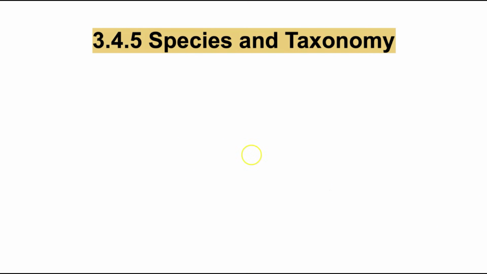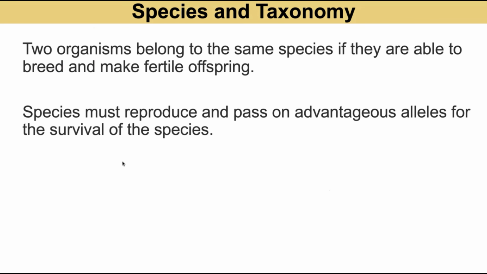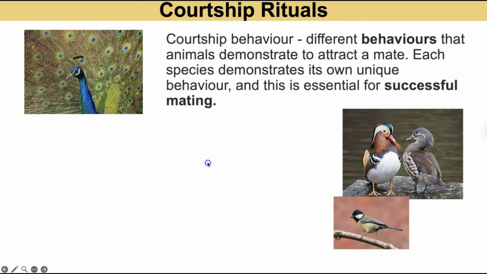Next then we've got 3.4.5, species and taxonomy. The definition of a species is two organisms that are able to breed and make fertile offspring. But the key thing is, can they breed and make fertile offspring? If they can, they're part of the same species. And species must reproduce and pass on advantageous alleles in order for the entire species to survive.